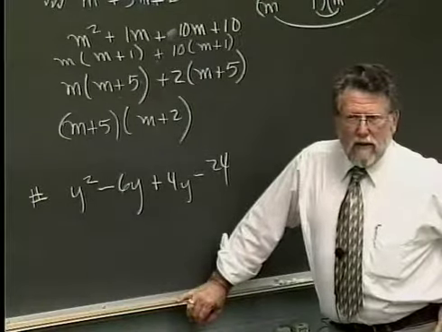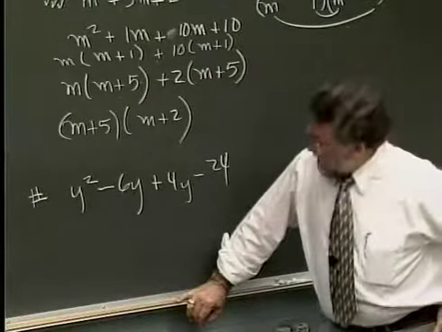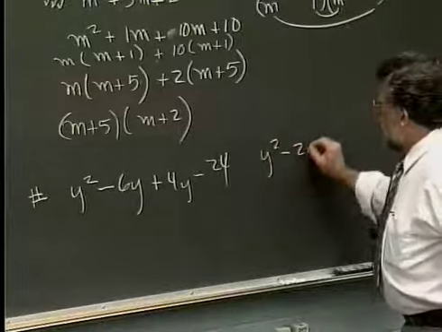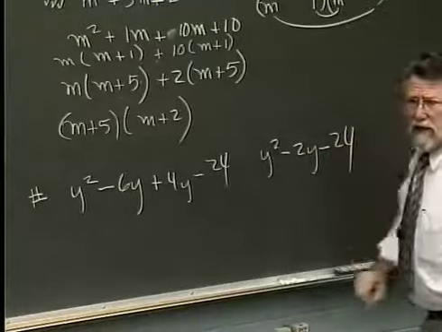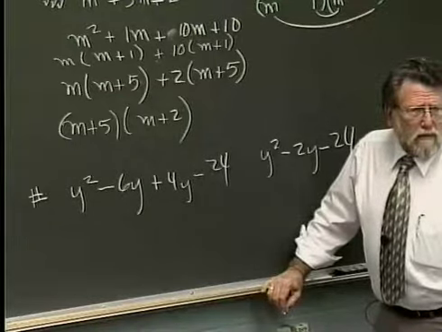Y squared minus 2y. All you have to do is simplify this. Y squared minus 2y minus 24. Do you see that those are the same? Mm-hmm. So we're doing the same problem.